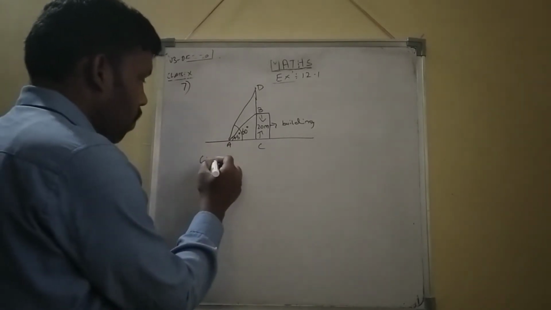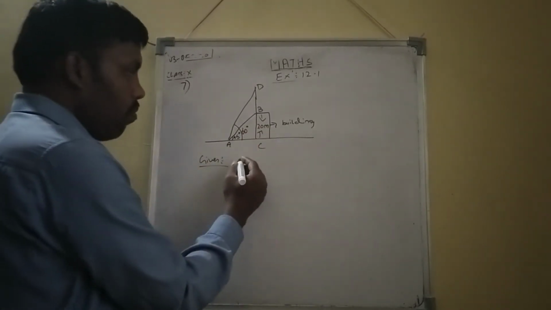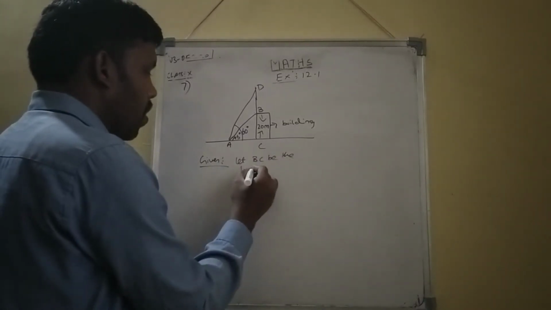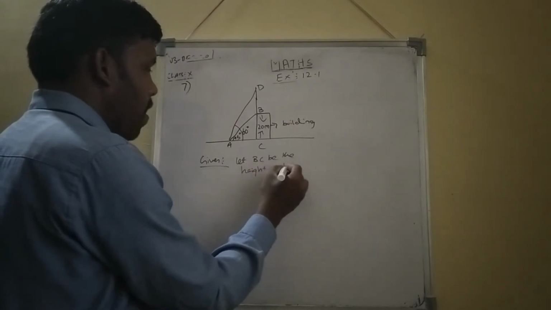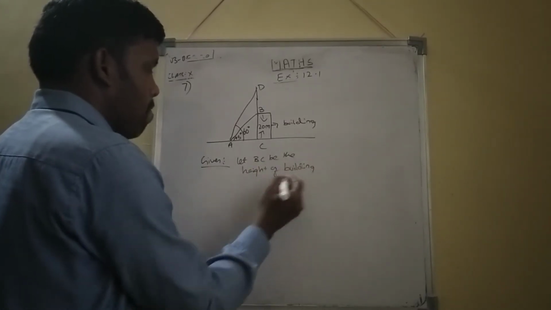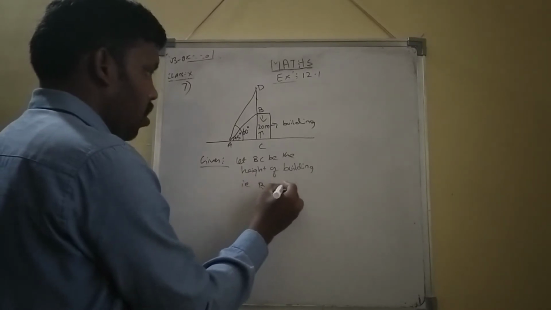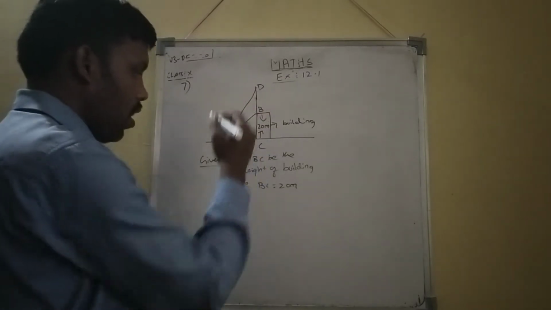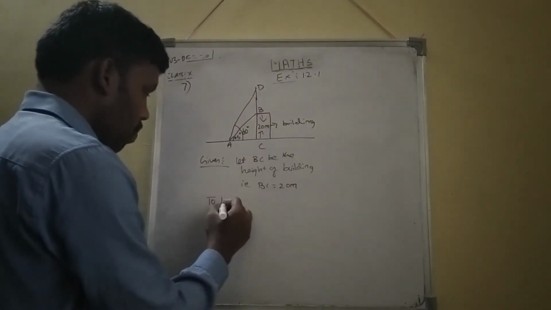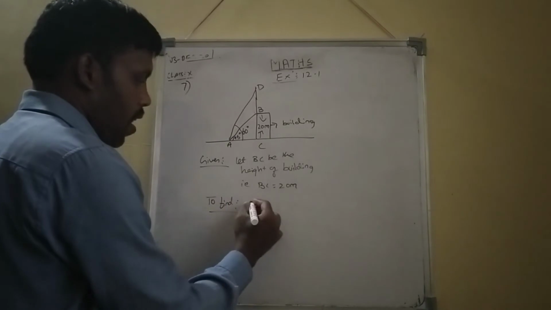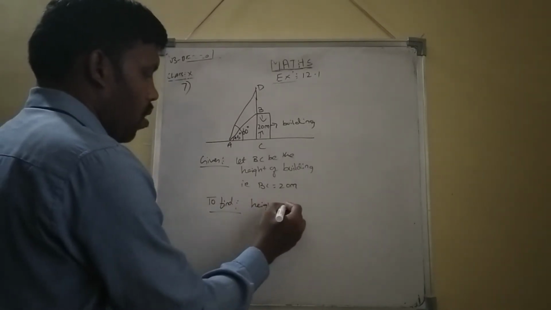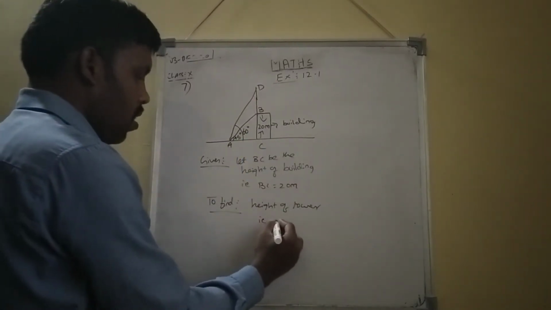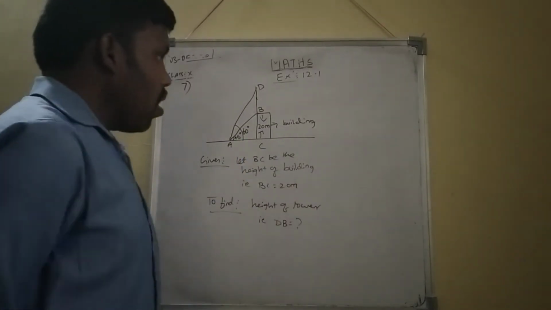So what is given here? Let BC be the height of the building, that is BC is equal to 20 meters. Angles of elevation are 45 and 60 degrees. To find the height of the tower, that is DB here. That is DB, you have to find it.